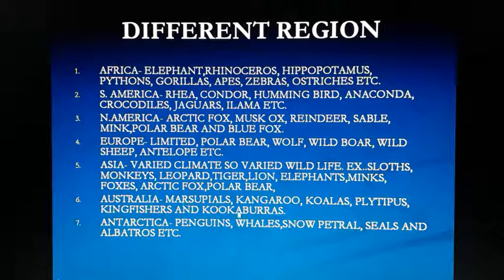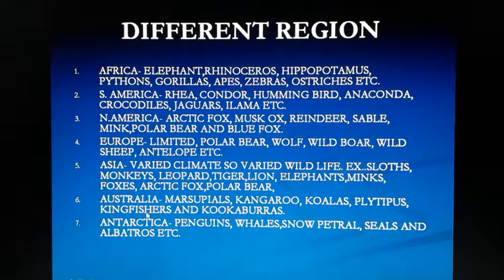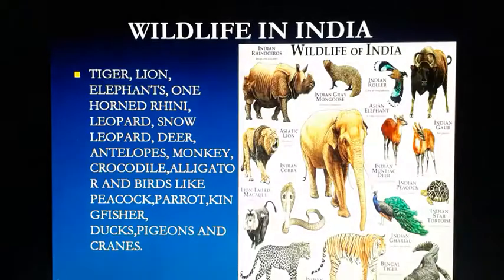Australia, okay, marsupials are there, kangaroos are there, koalas, platypus, okay, kingfishers, kookaburra. These are some of the examples in Australia, the specific animals out there. Antarctica: penguins, whales, snow petrel, seals and albatross. Okay, there are some differences according to the regions.